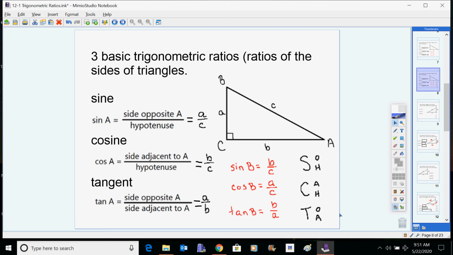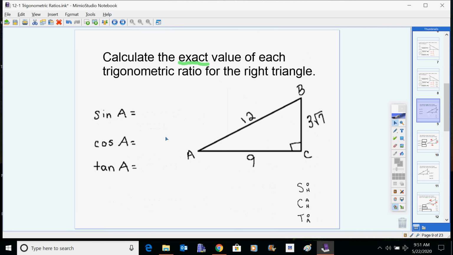So when you're writing down and you're trying to figure these out, if you write this word on the side of your paper, it will help you with the opposite and the hypotenuse, adjacent, hypotenuse, opposite, adjacent, for finding what numbers go where. And let me show you what I mean with that. Because it's all well and good, we've got these letters, fantastic. But then you've got a right triangle. In your directions, it will say calculate the exact value of the trigonometric ratio for the right triangle.